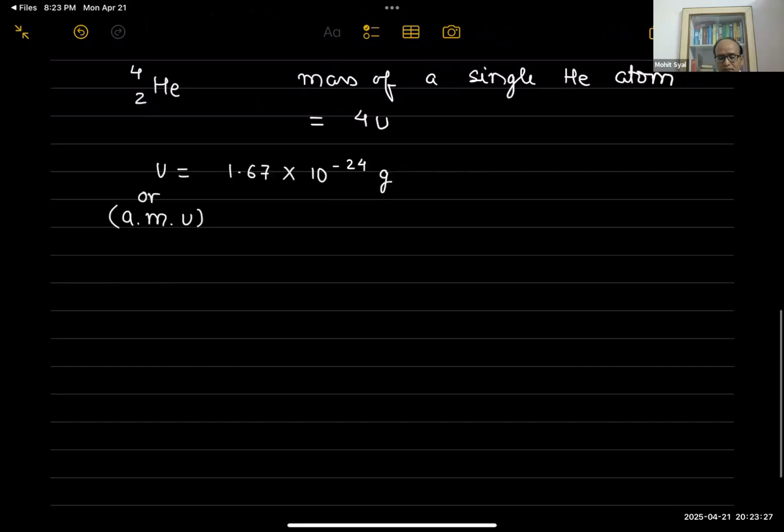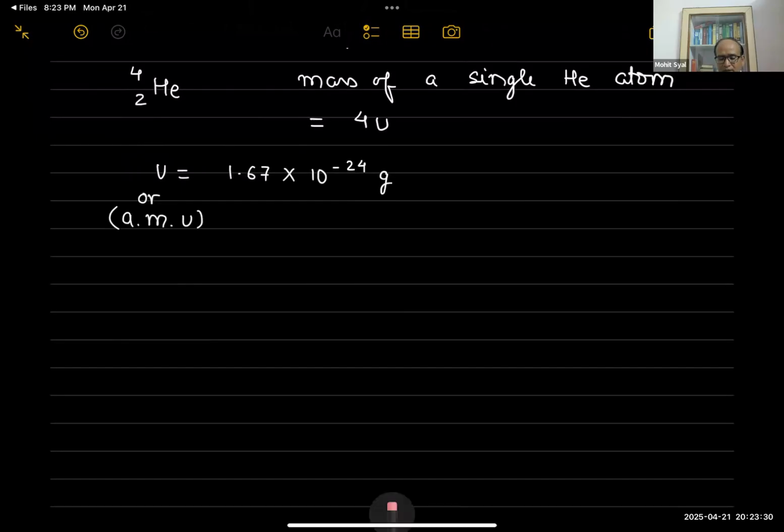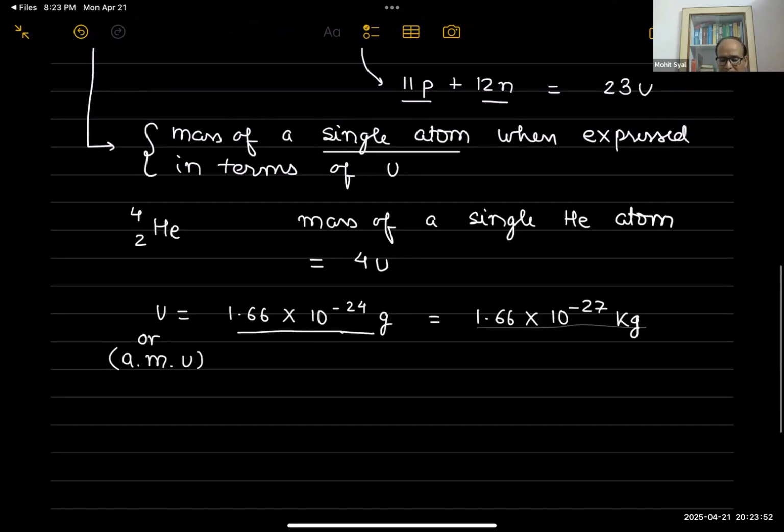If you don't round off, it is 1.66 times 10 to the power minus 24 gram, or 1.66 times 10 to the power minus 27 kilogram. But we don't use kilograms, we use grams only. Why are we expressing the mass in U only? Because it is comfortable to add the masses of atoms. The actual value is not as easy to handle.